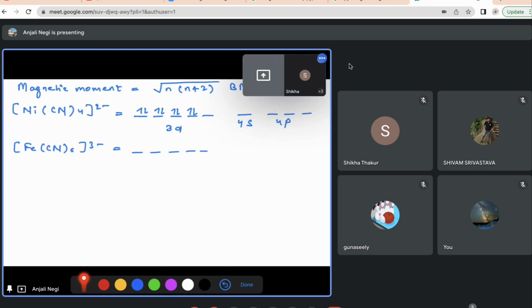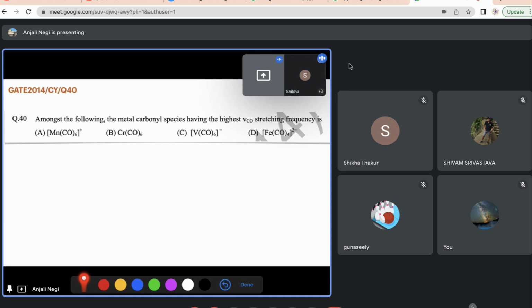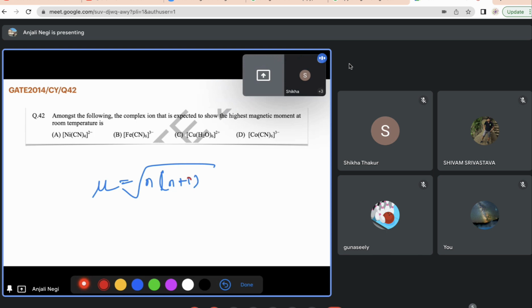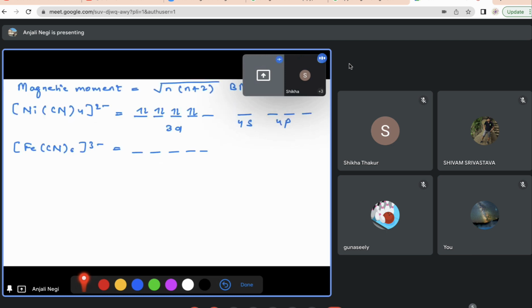So wait, n plus 2 there. So this you can find out from this particular formula, and we will do it here.